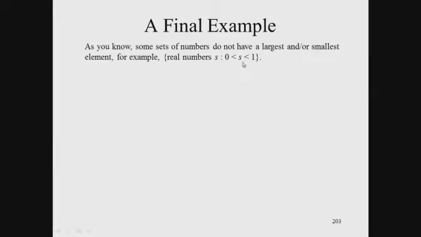What we want to do now is take a final example of how to read a proof that will use a large number of these different proof techniques. Now, this example deals with the maximum and minimum of a set. However, some sets of real numbers do not have a largest or smallest element. For example, let's look at this set right here: the set of real numbers S for which S is strictly bigger than 0 and strictly less than 1. As you can see, there is no largest element in this set, right? Because it doesn't include 0 and it doesn't include 1. So we don't have a largest or smallest element.